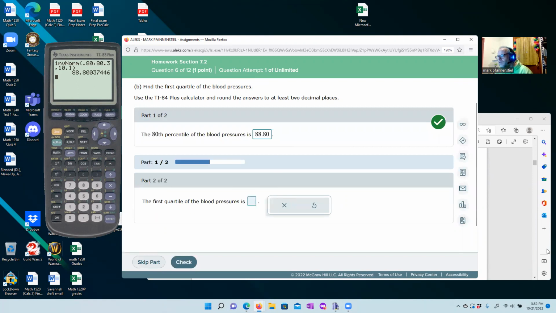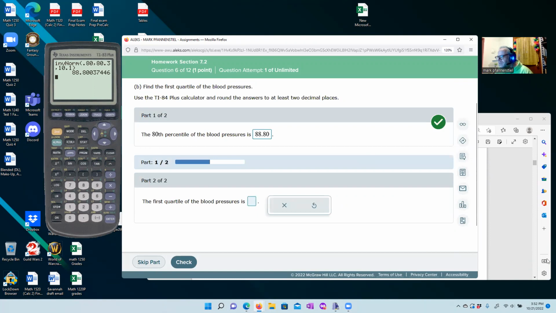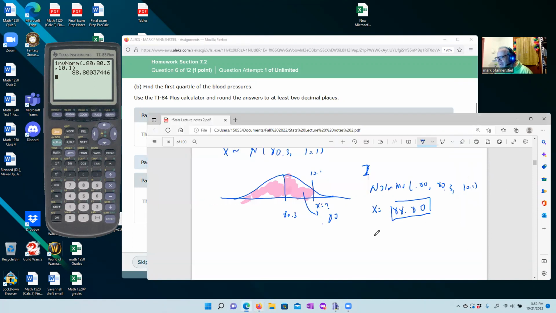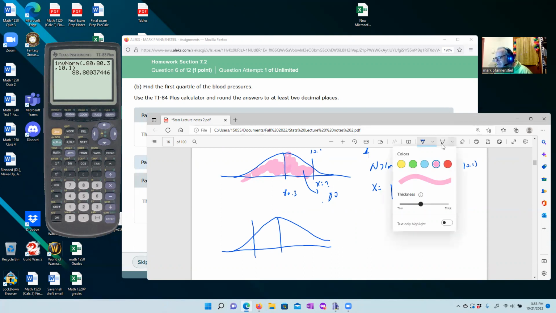And then the first quartile. Remember all the way back to where quartiles were. I know we're not going to ask you to do that again, but the first quartile was the 25th percentile, wasn't it? So it is going to come back to bite us a little bit. We want this value here. This is going to be the 25th percentile, so this is 0.25.